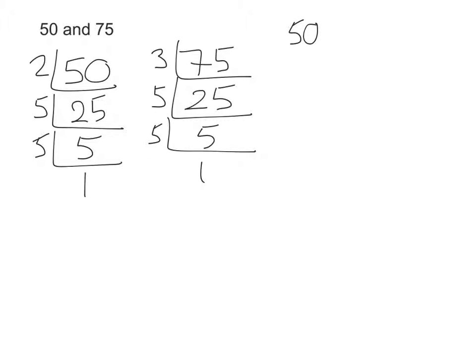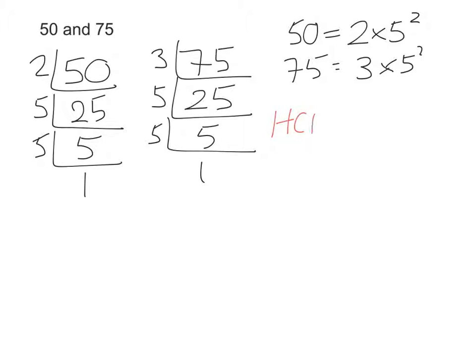So we have 50 equals 2 times 5 squared. 75 equals 3 times 5 squared. Now, highest common factor, we want the fewest amount of each, so I can take 1 2 or no 2's. I'm going to take no 2's. No 3's or 1 3. I'm going to take no 3's. 2 5's or 2 5's, no option. So it's simply 5 squared. So highest common factor is 25.